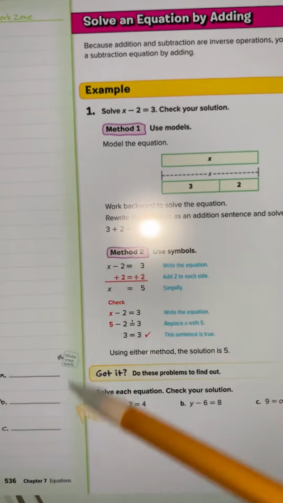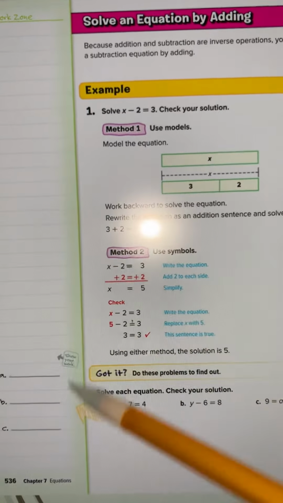Okay, I want to check it. If I want to check it, I'm going to use the original equation. What was the original equation? c minus 1 equals 8. So c equals 9. I'm going to substitute it here. I get 9 minus 1 equals 8 on this side. This side is equal to 8. They're both equal. That means the answer is correct.